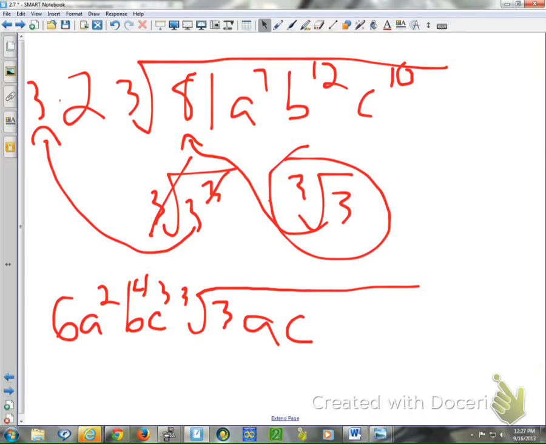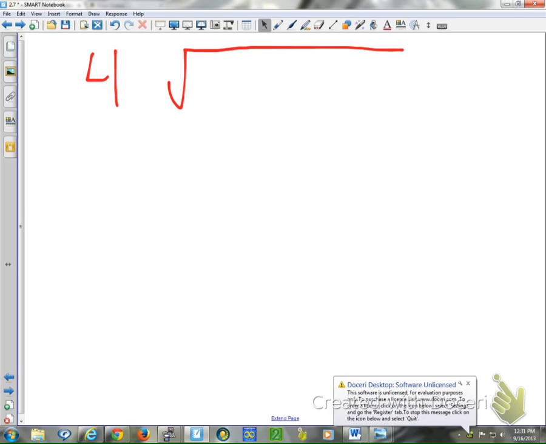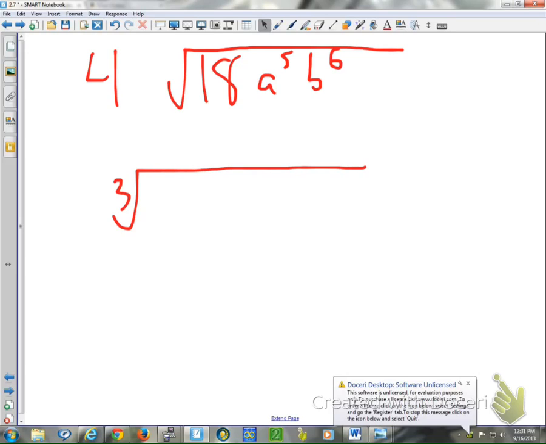I'll give you one square, 1 cube, 1 fourth. Remember, if there's no number on the root, what do we assume it is? It's a 2. It's a square root. All right. How about 4 times the square root of 18.